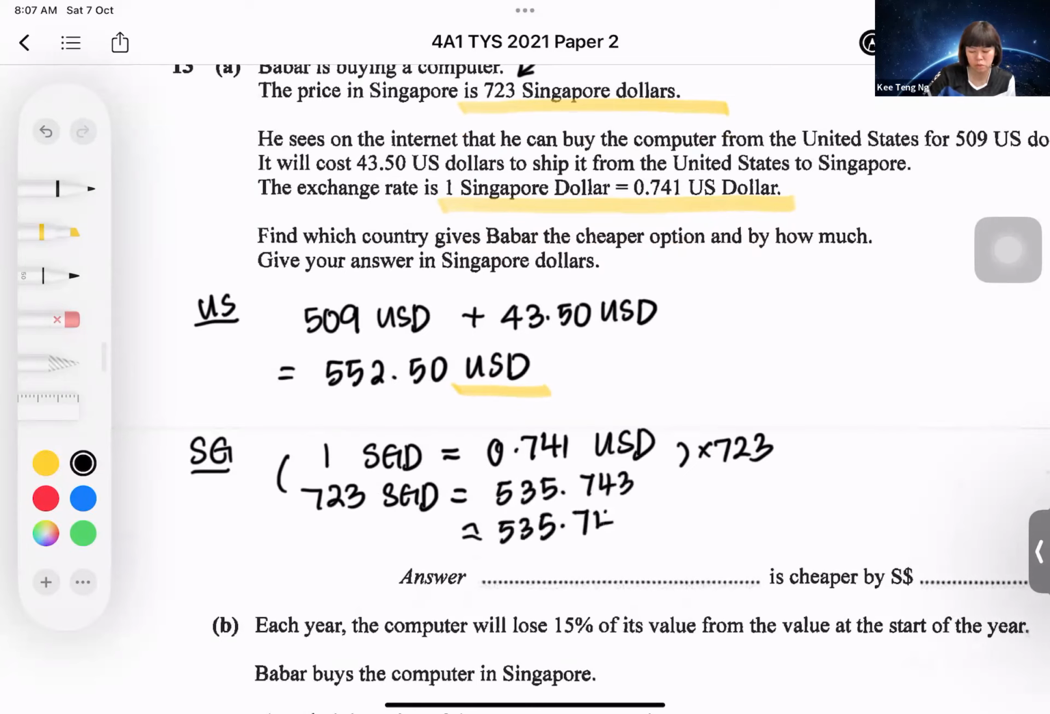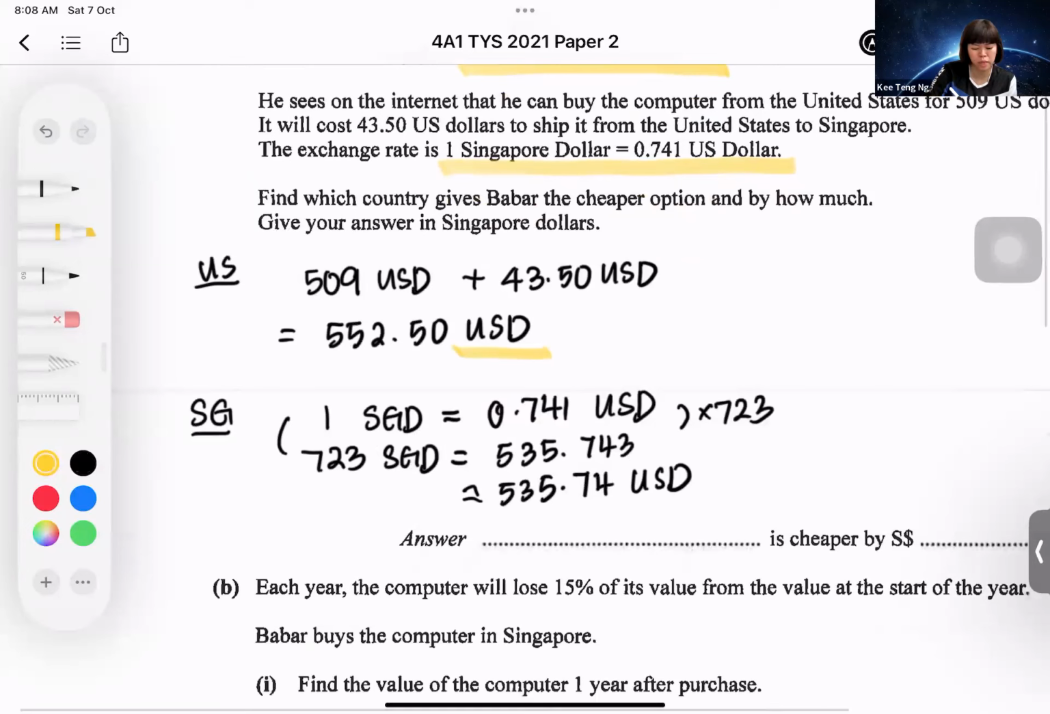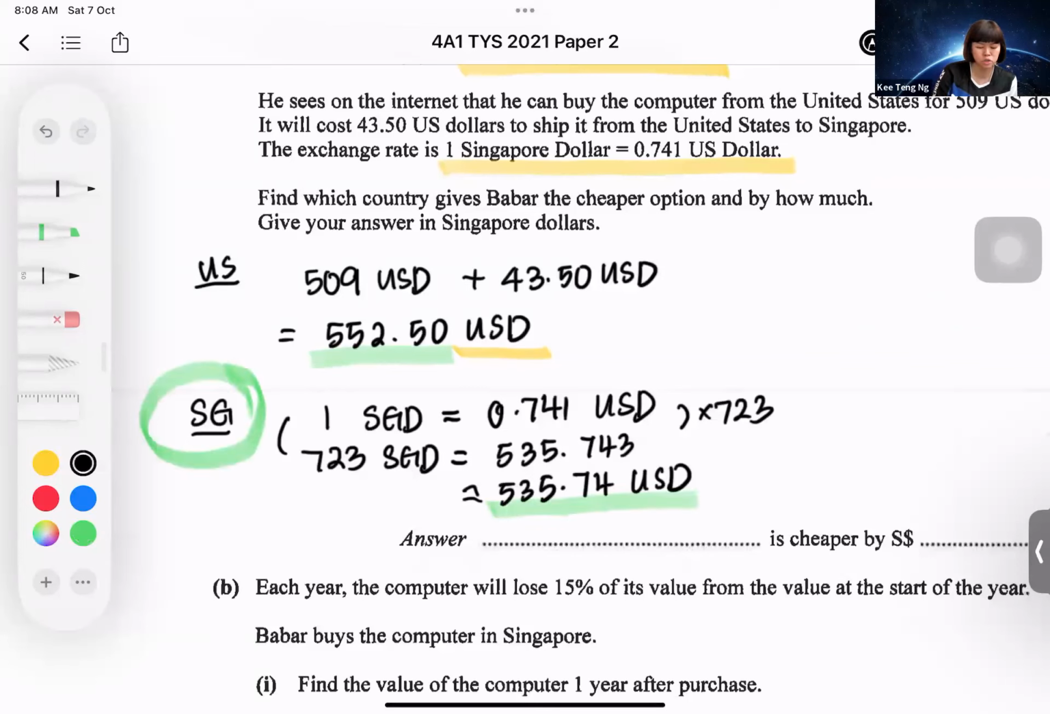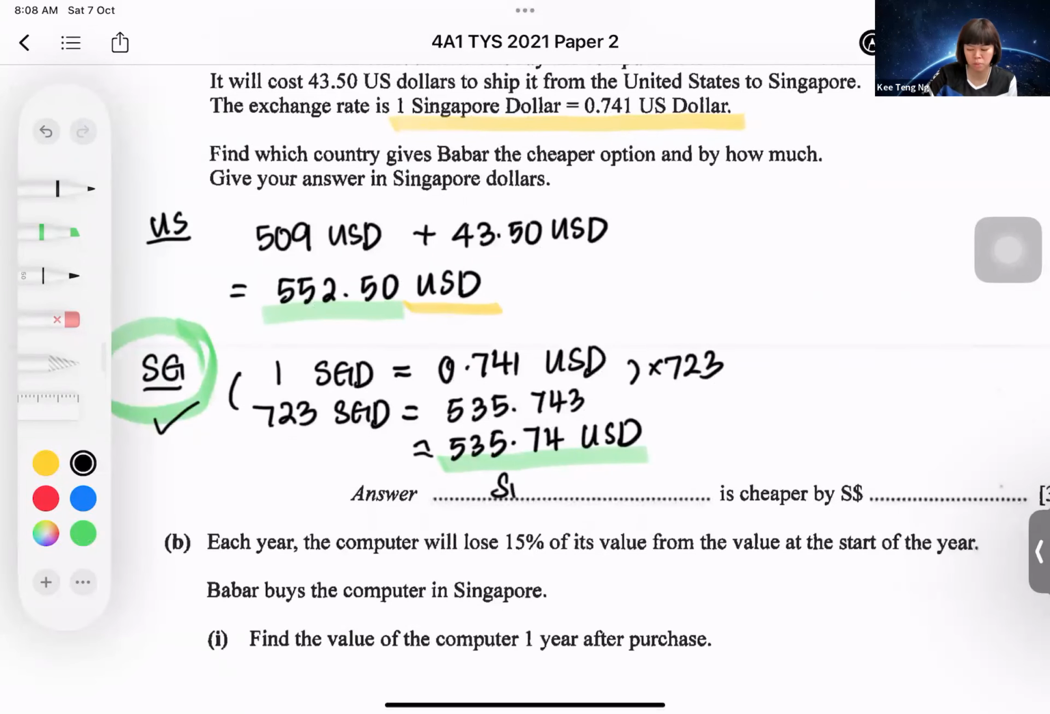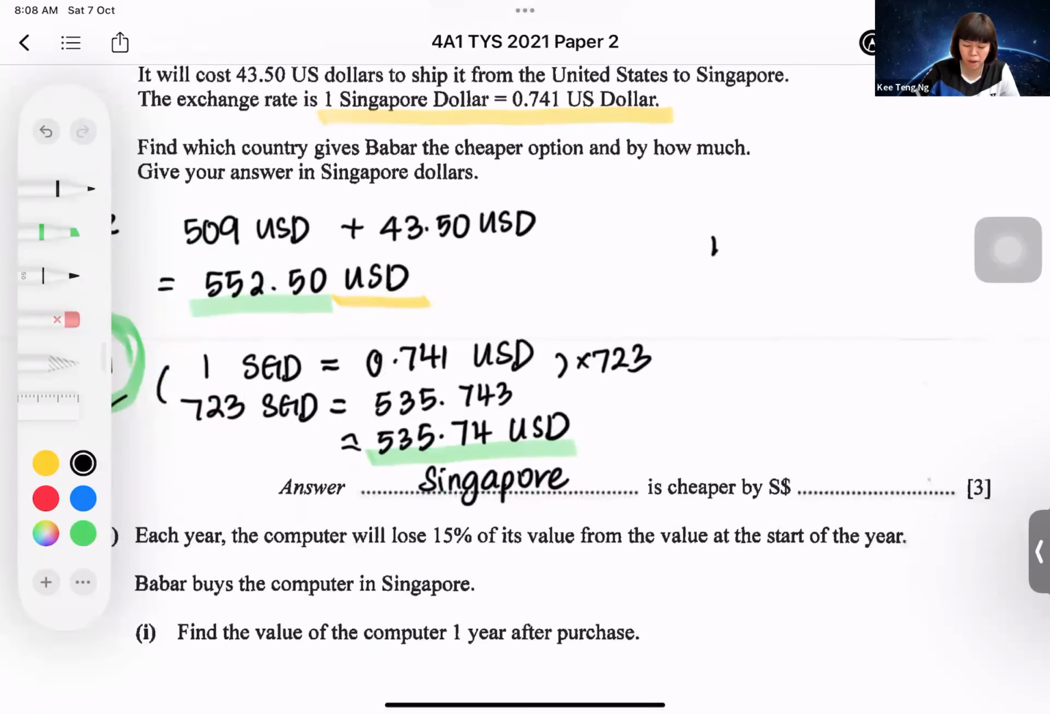So money is 2 DP, USD. Then we compare which USD is the cheaper option. So we got 552 and 535. So the cheaper option will be SG. So SG, Singapore, will be cheaper. Okay, and by how much? So by how much?